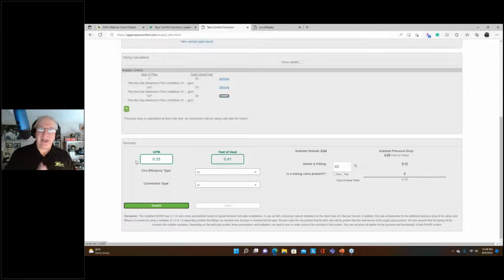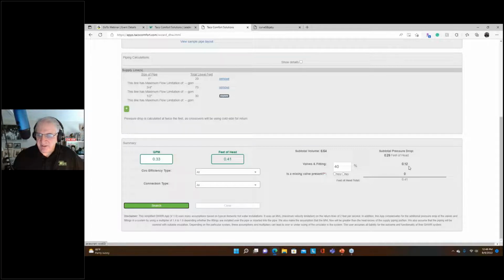The hotlink valve itself has a flow rate built into it of 0.33 GPM. So 0.33 GPM is it. The head loss is 0.41. So minimal head loss. So 0.29 feet per second is our total pressure drop, built at 0.29 feet of head.